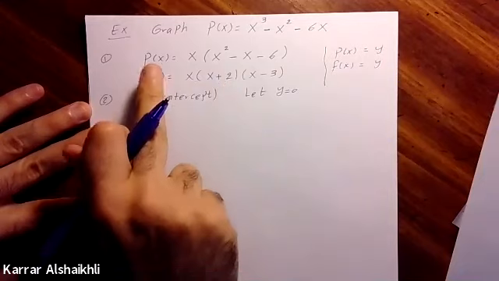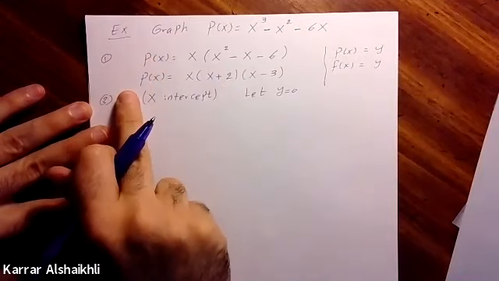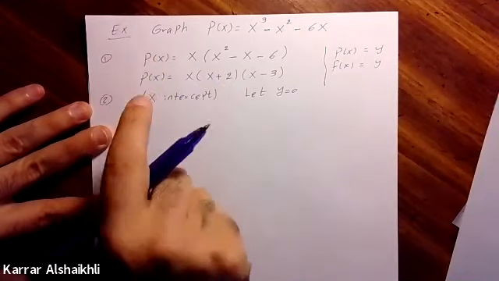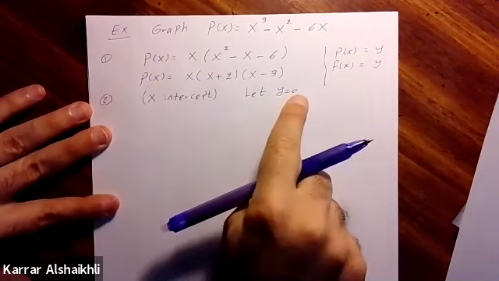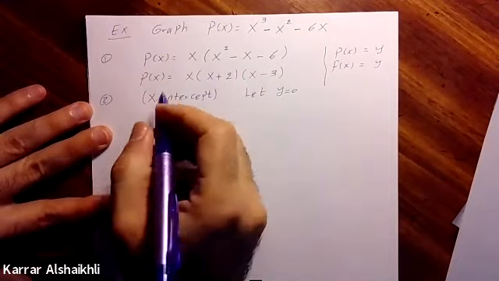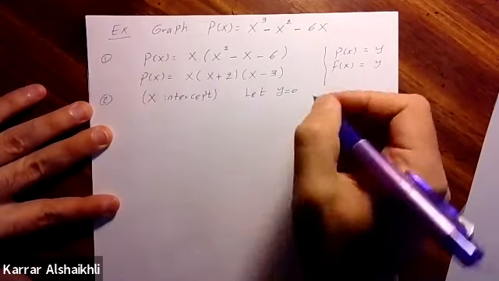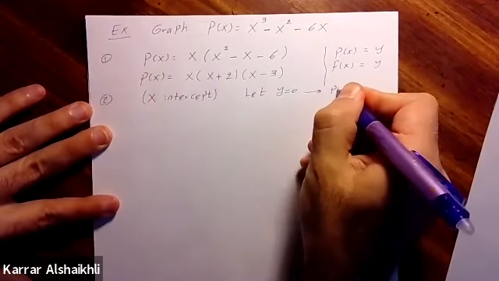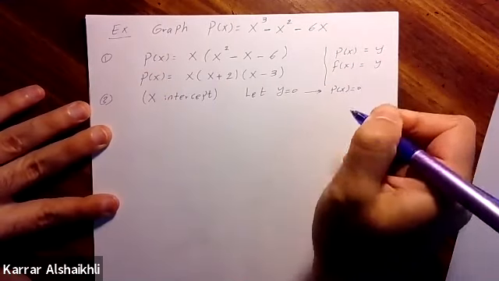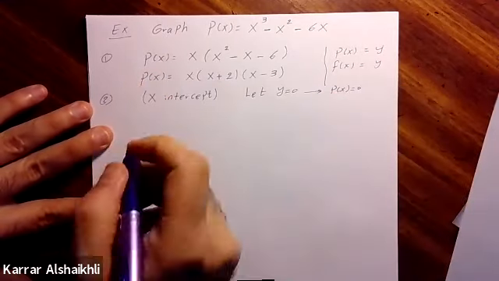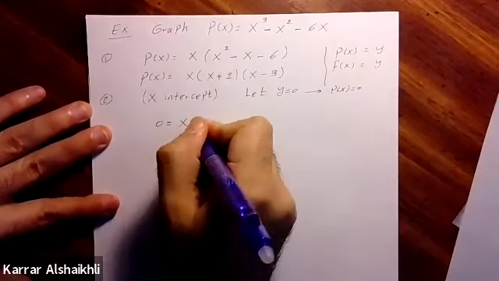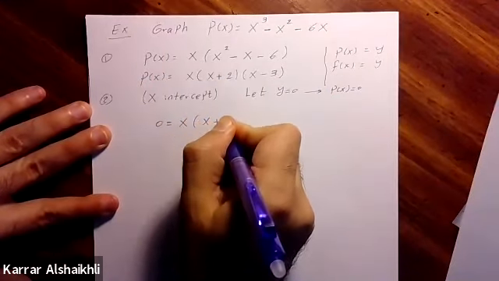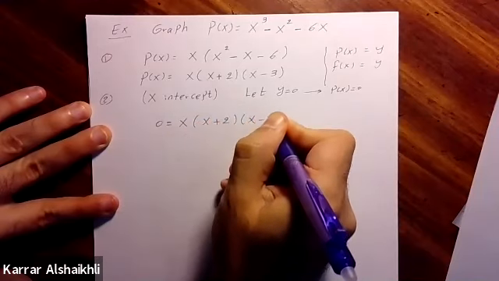That means the y here on this side. This side is the y. That means we're going to let this part equal to the 0. So I'm going to plug in 0 here. So you see here, let y equal 0. That means we're going to let P of x equal 0. So I'm going to put 0 on this side. So 0 is going to be equal x, x plus 2, x minus 3.